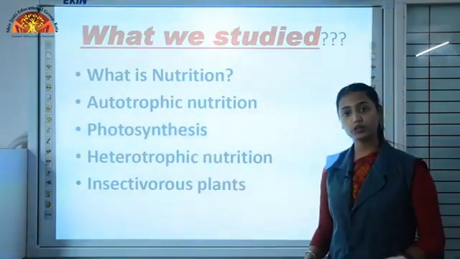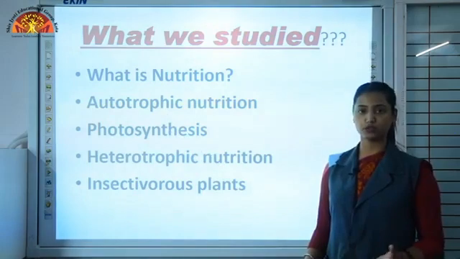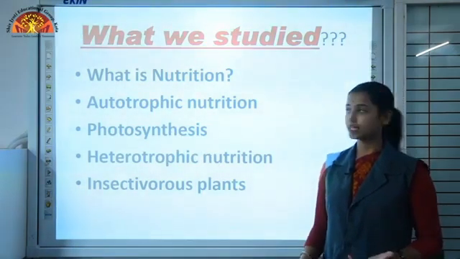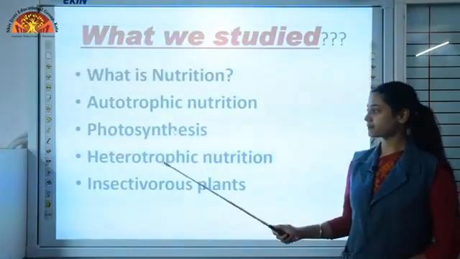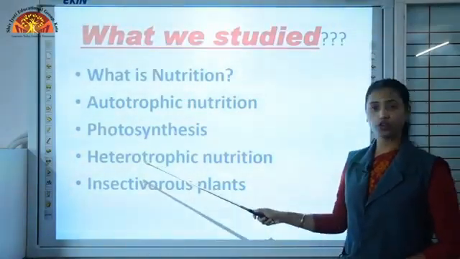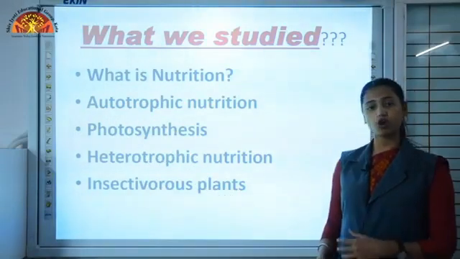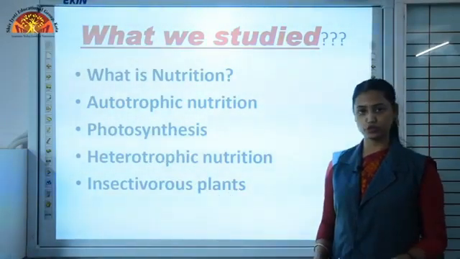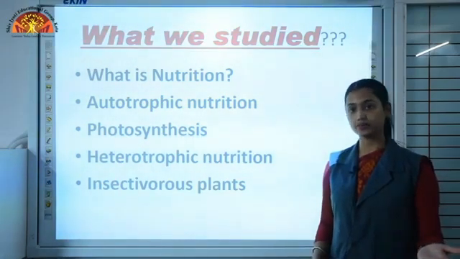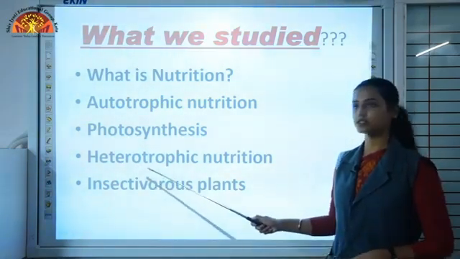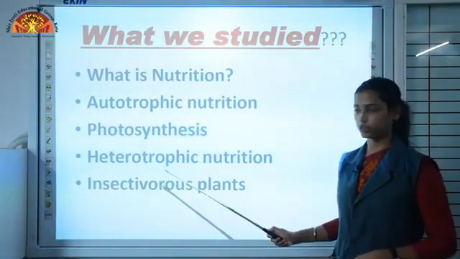So how are they able to make their food? By which process? Do they have some superpowers? No, they show the process of photosynthesis. The next type is heterotrophic nutrition. We know that not all plants and animals are able to make their food. They are dependent on other plants and animals. So that type of nutrition is known as heterotrophic mode of nutrition.